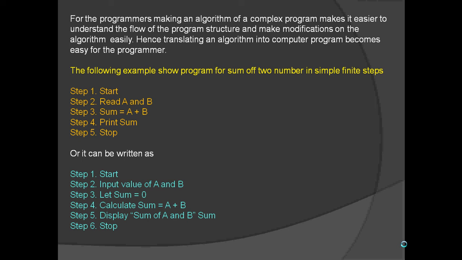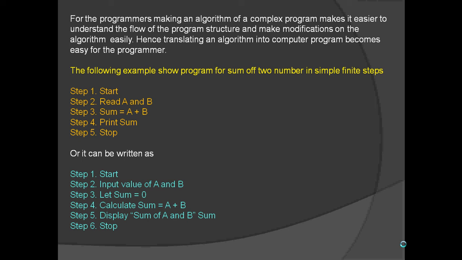Then in step 4, calculate sum equals A plus B. Here you have the word calculate, which tells a more definite action: do the summation using the formula sum equals A plus B. And then step 5, display sum of A and B, which is stored in sum.